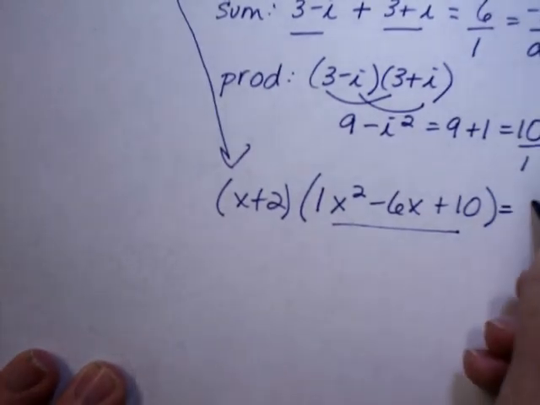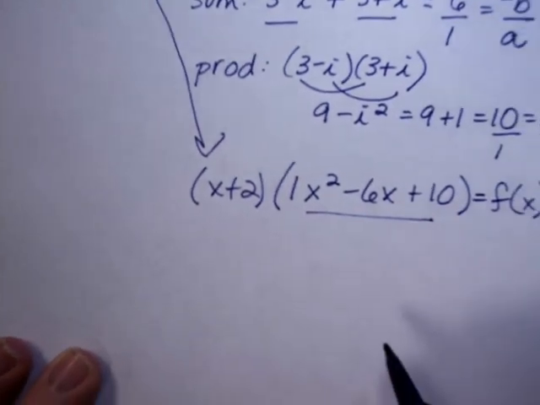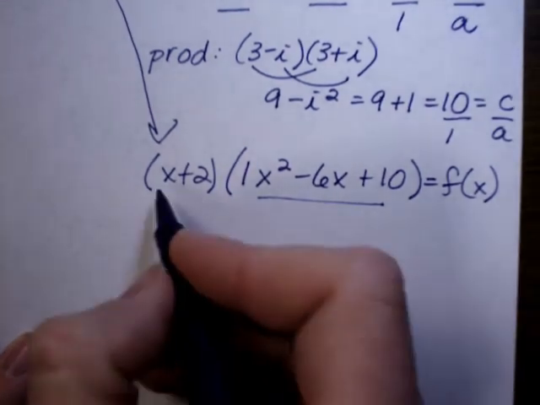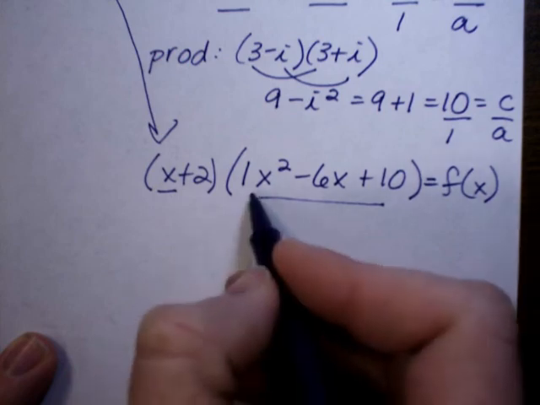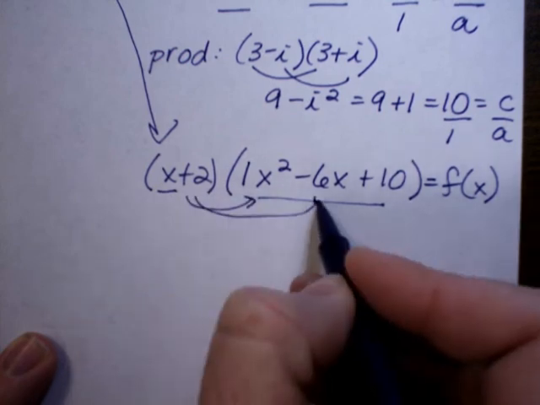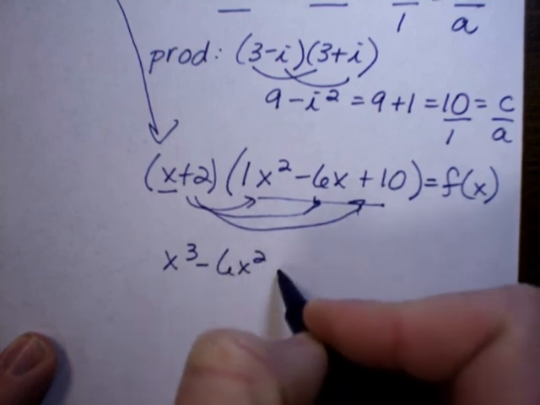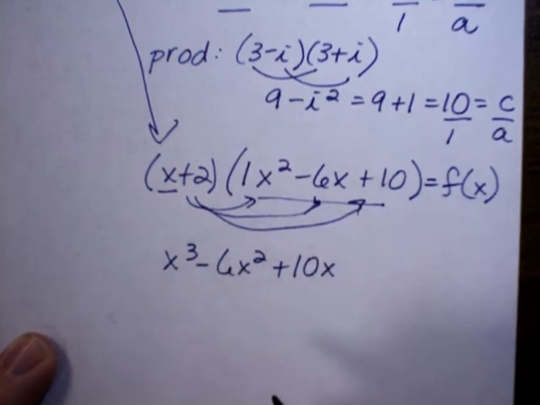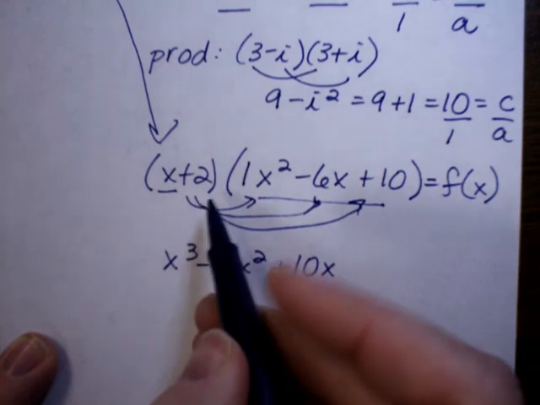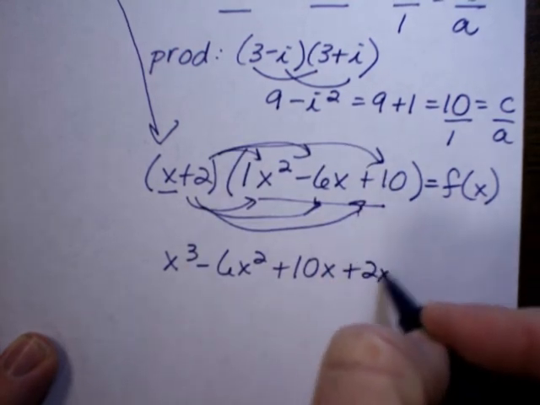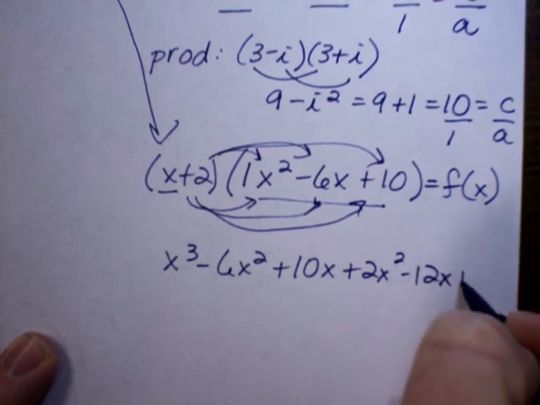And I knew I was going to have a cubic because I started with 3 roots. So now we're back to just multiplying. I'm going to multiply the x times every term in my trinomial. That'll give me x cubed minus 6x squared plus 10x. And then I'm going to multiply the 2 times every term. Plus 2x squared minus 12x plus 20.